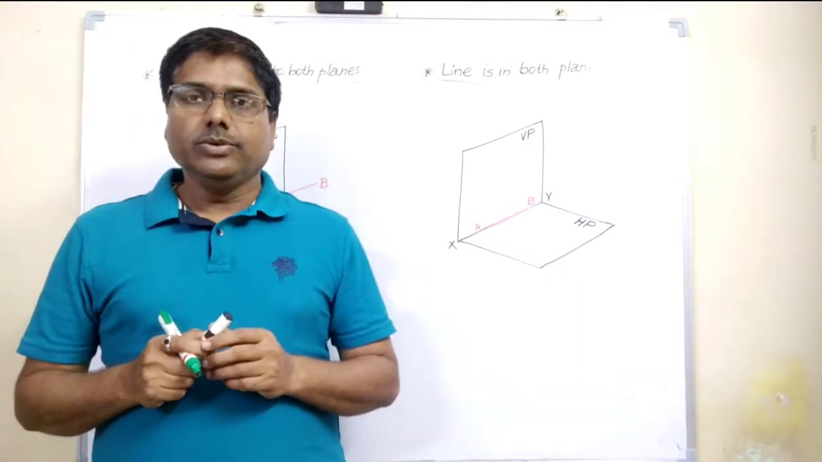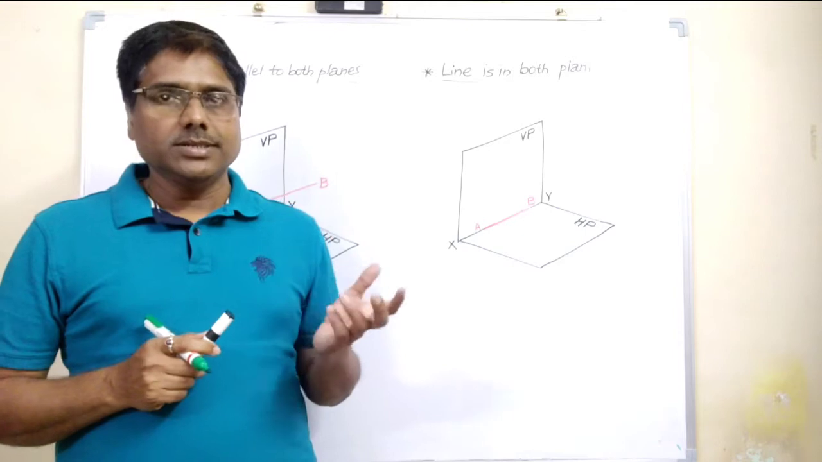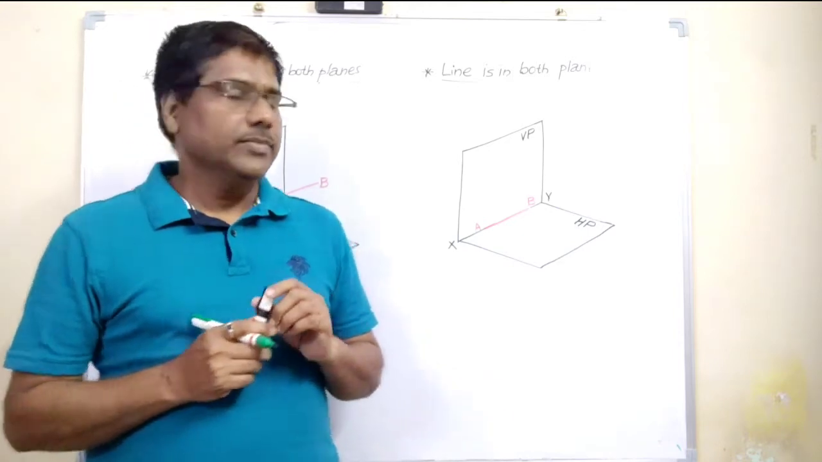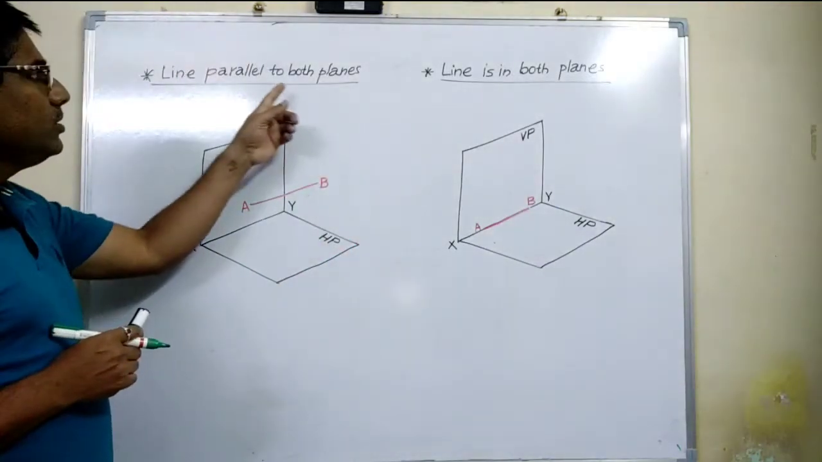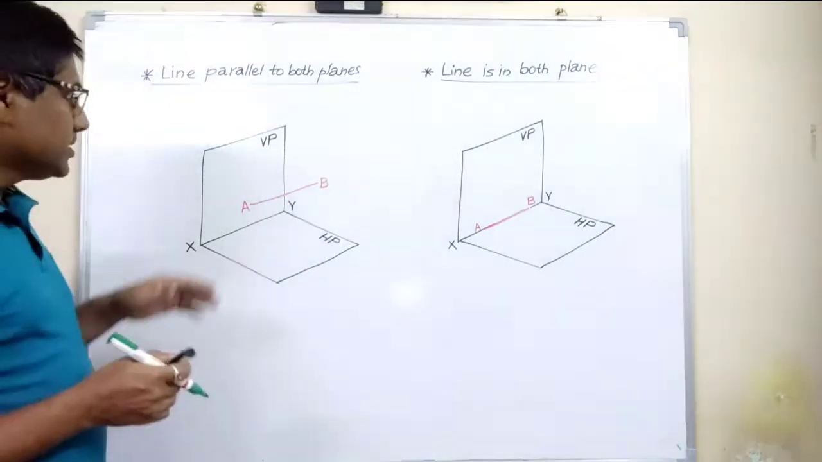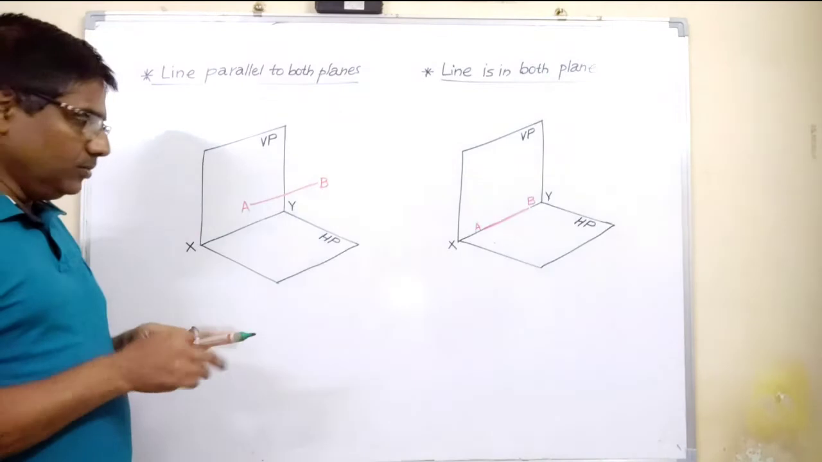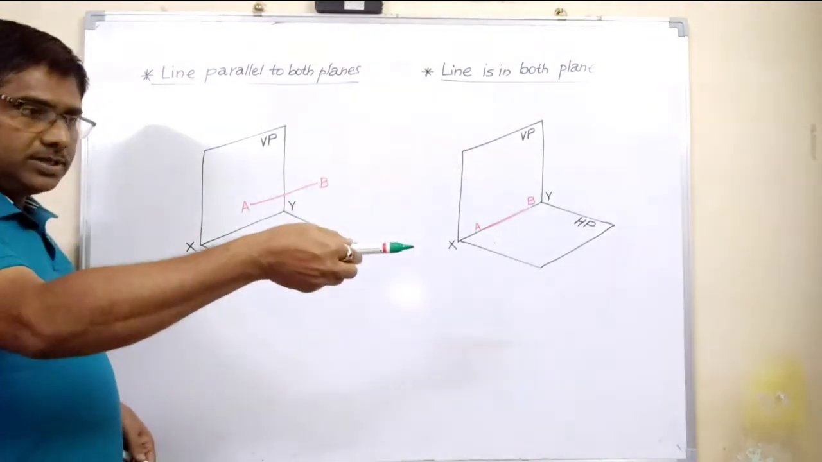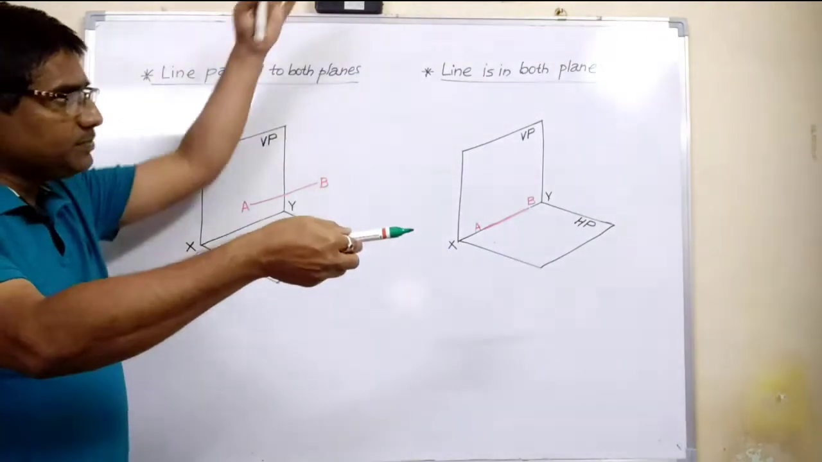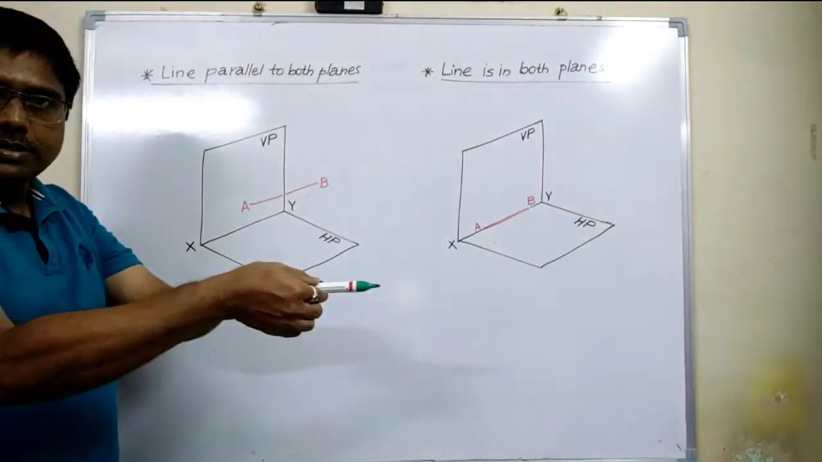In this video, we will learn two more cases of projection of straight line. The first case is line parallel to both the planes. In this case, this line AB is parallel to both the planes. See, if I hold this line in this position, this line is parallel to vertical plane as well as horizontal plane.